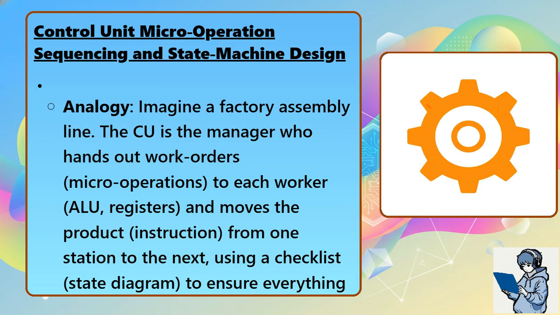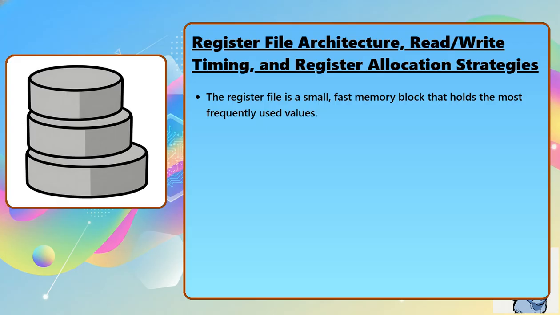Analogy: imagine a factory assembly line. The CU is the manager who hands out work orders, micro-operations, to each worker: the ALU, registers, and moves the product, the instruction, from one station to the next, using a checklist, the state diagram, to ensure everything happens in the right order.